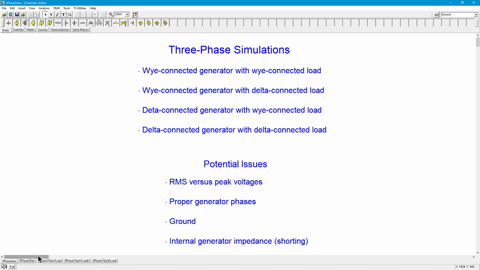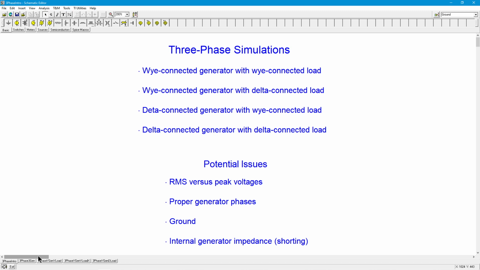Wye-connected generator, wye-connected load, wye-connected generator with a delta-connected load. That's what we're going to look at in part one in this video. And then in part two, we're going to do the other two, a delta-connected generator with a Y load, delta-connected generator with a delta load, all right?